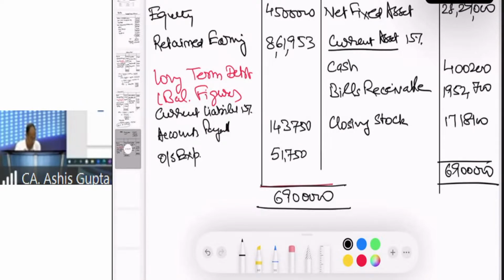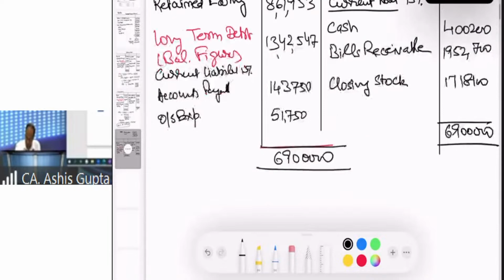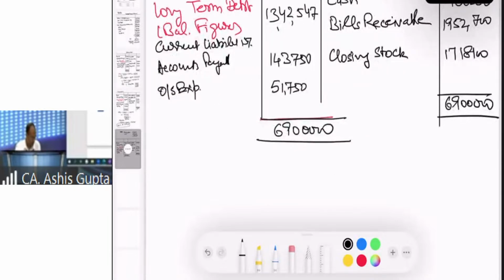Very good. 13 lakh. Namarta, very good this time. Correct answer. Even Dhritiman got the correct answer. Mansha also got the correct answer. Very good, better. Keep it up.